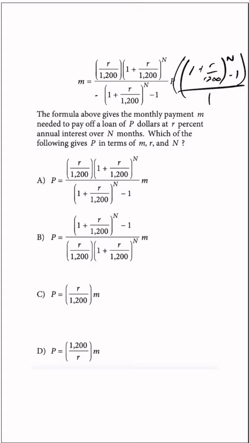And then whatever we do to one side, we have to do to the other. So we're going to do the same thing to the left side of the equation. We're going to multiply by 1 plus r over 1200 raised to the power of n minus 1 over 1. So over here on the right side, we have the same thing on our numerator and our denominator, so we can cancel those out. And then on the left side, we just need to multiply 1 plus r over 1200 raised to the power of n minus 1 times the letter m.